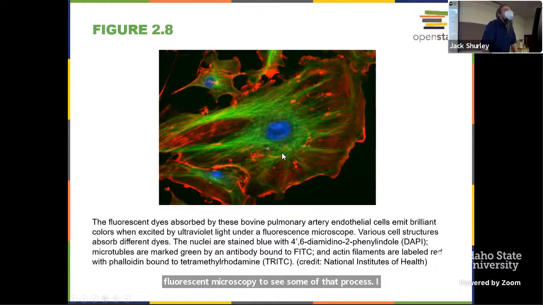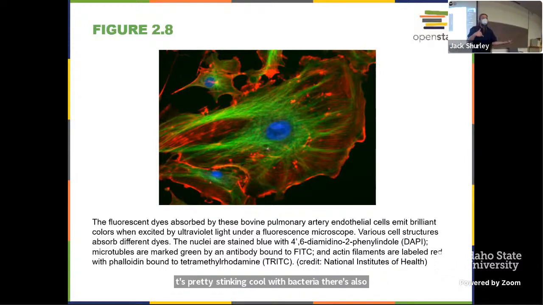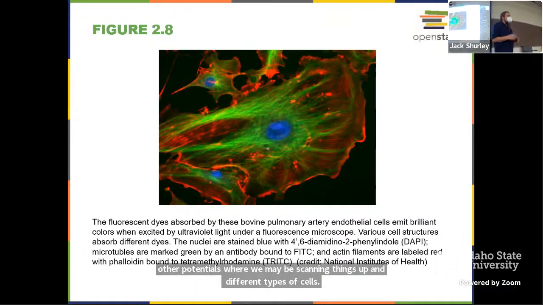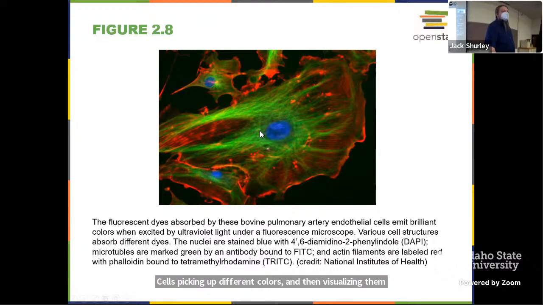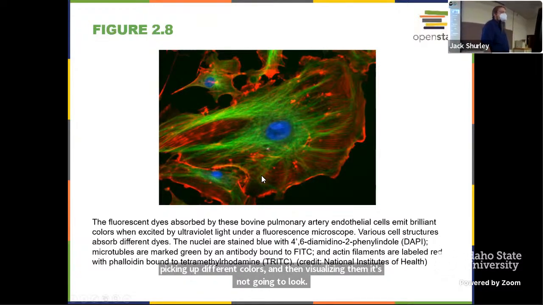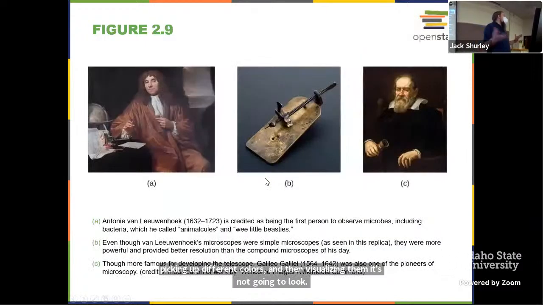With bacteria, there are also other potentials where we may be staining things up in different types of cells, picking up different colors and then visualizing them. It's not going to look maybe as massive because, again, bacteria are considerably smaller, but you may have a wide assortment of different potentials of cells.